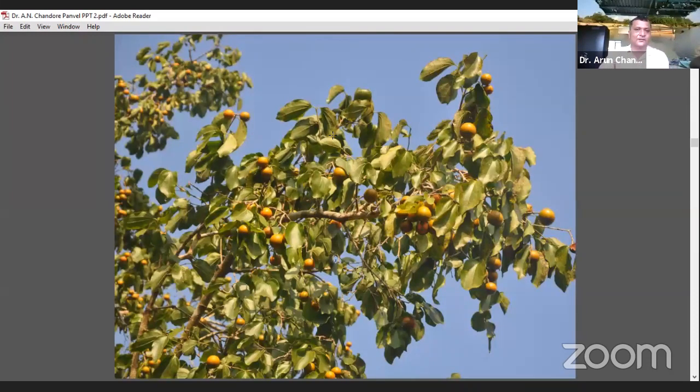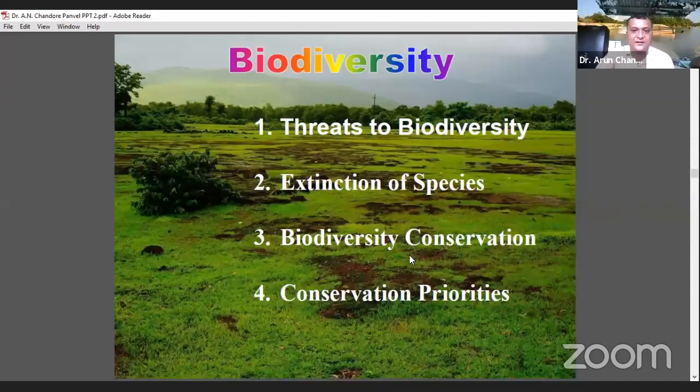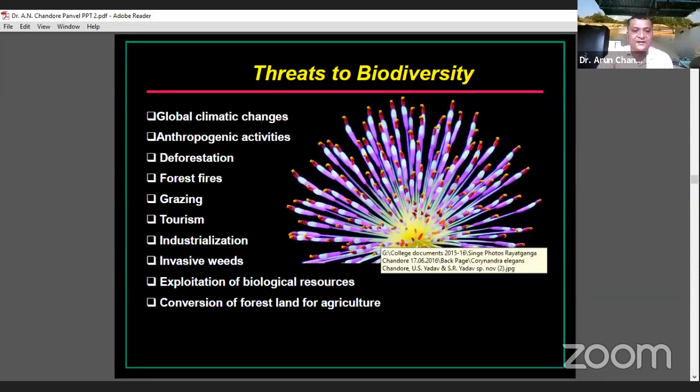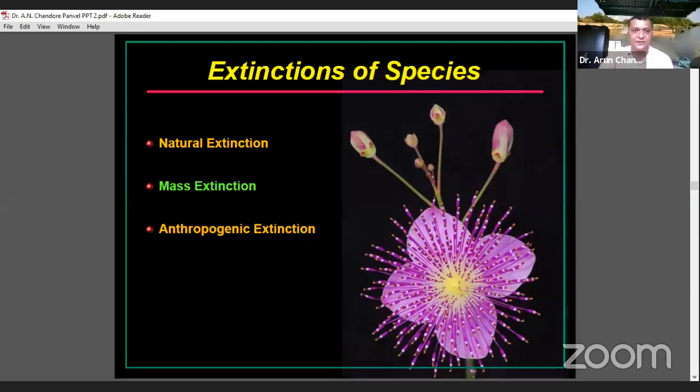Now this is important: biodiversity conservation, extinction of species, and biodiversity conservation priorities. Here, the threats to biodiversity: global climate change, anthropogenic activity, deforestation, forest fire, grazing, tourism, industrialization, invasive weeds, exploitation of biological resources, and conversion of forest land for agriculture. These are some threats to biodiversity. Extinction includes natural extinction, mass extinction, and anthropogenic extinction.